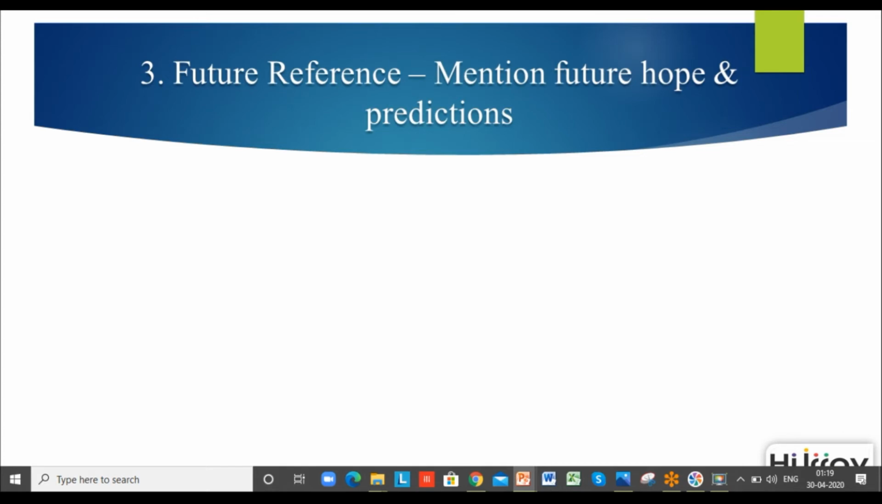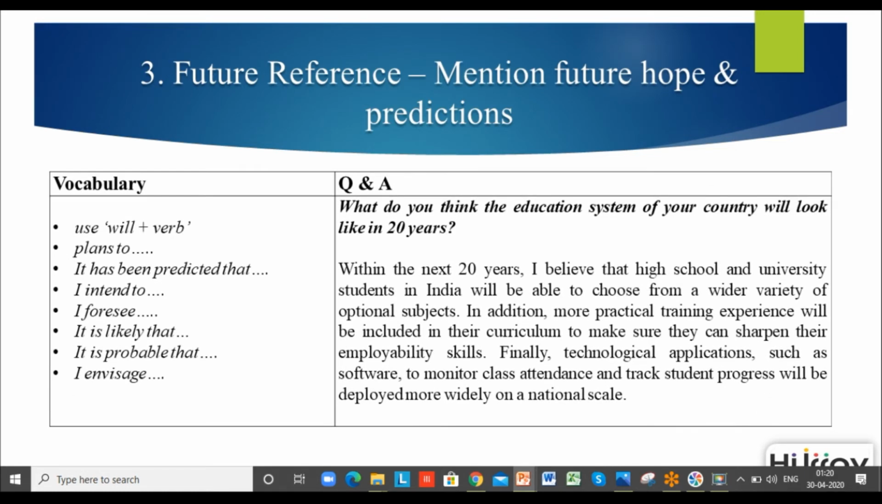Let's look at the third point. Future reference. Mention future hope and predictions. Let's look at the vocabulary. Use will plus verb because this refers to the future. You can also say plans to. It has been predicted that, or I intend to, or I foresee. It is likely that. It is probable that, or I envisage.